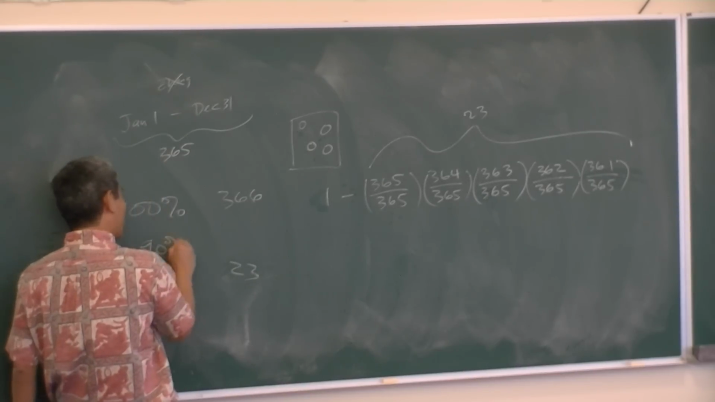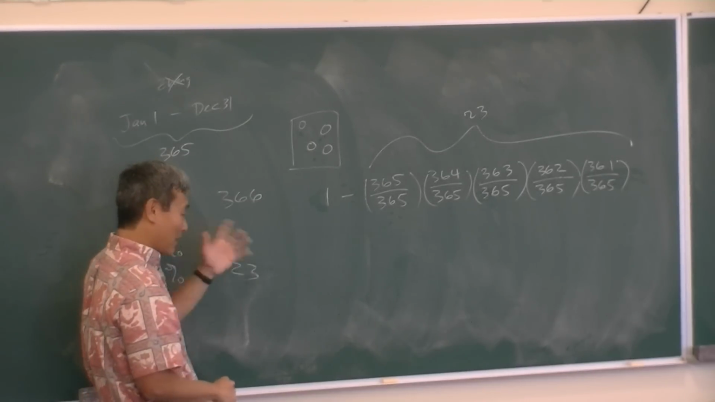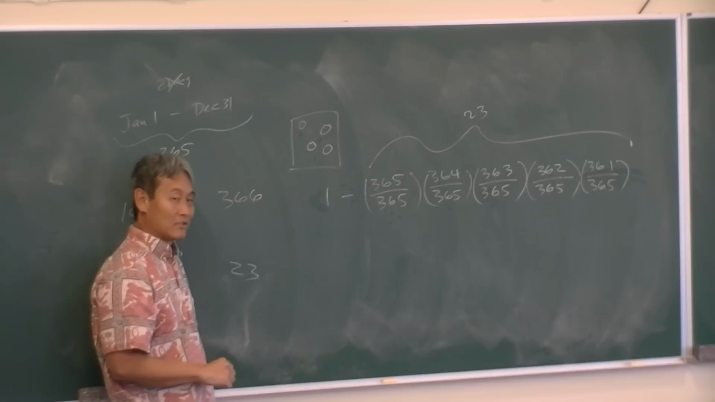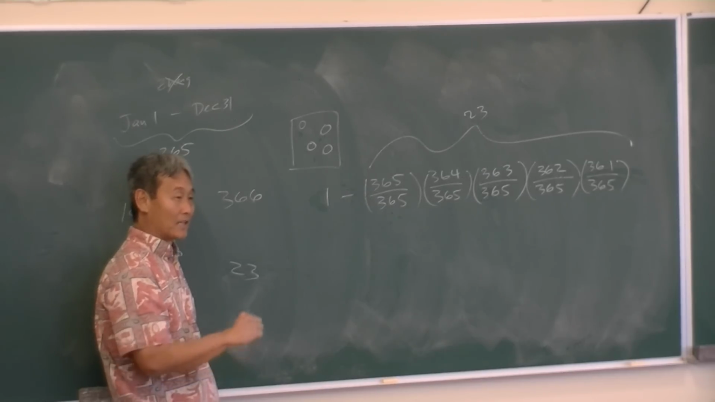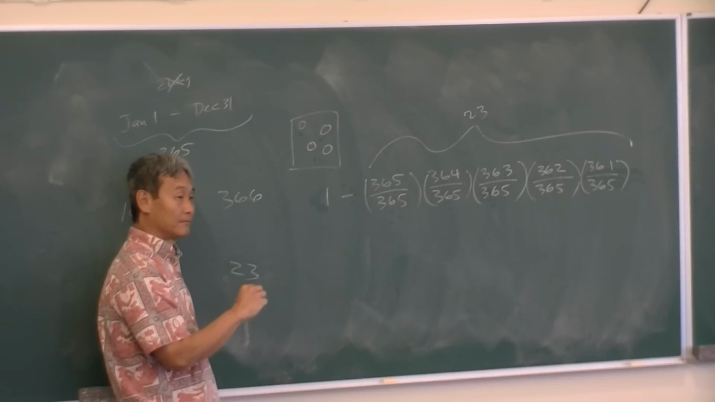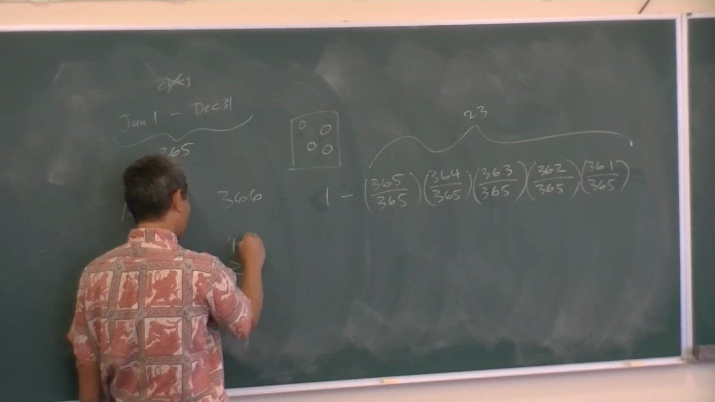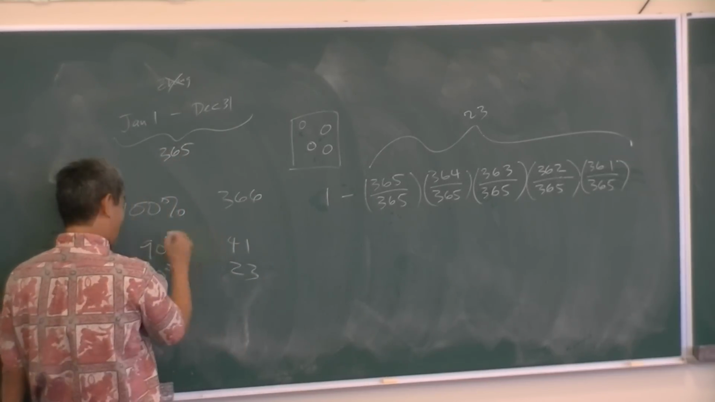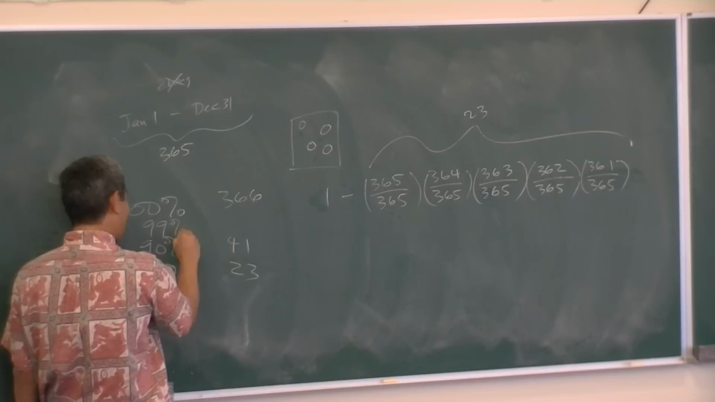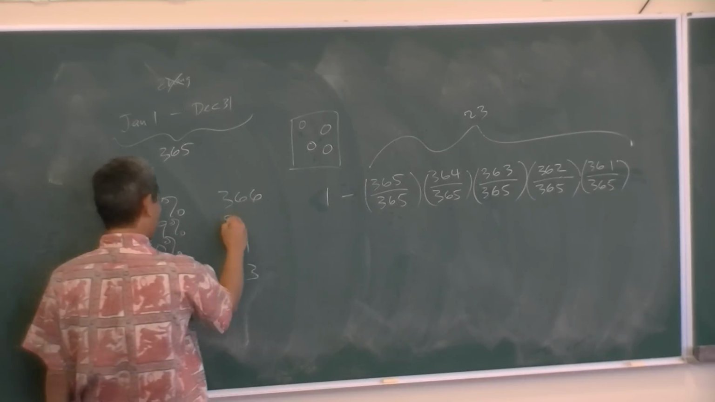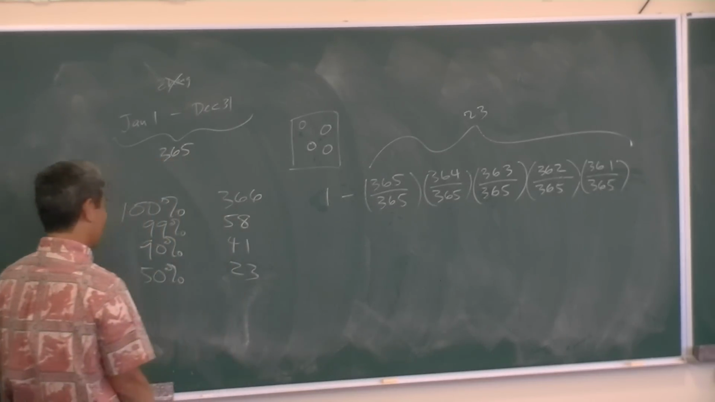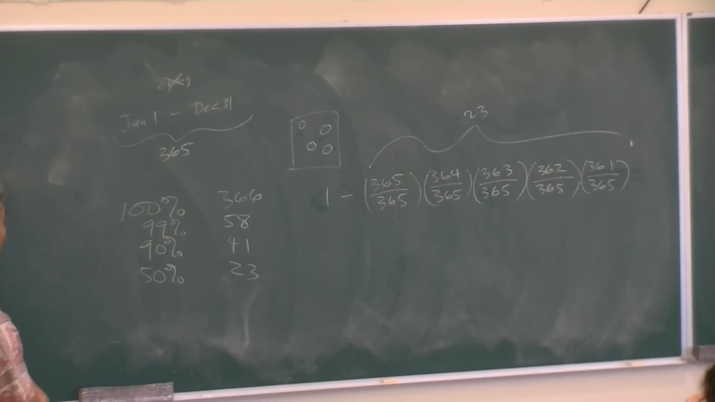So what about 90%? How many people do you need at a party to be 90% sure at least 2 people have the same birthday? Takaki? 50. No, 41. And then what? And summer school. I told you guys this. What about 99%? 57. You need 57. Well, actually, it's 58. 58 people in a room.